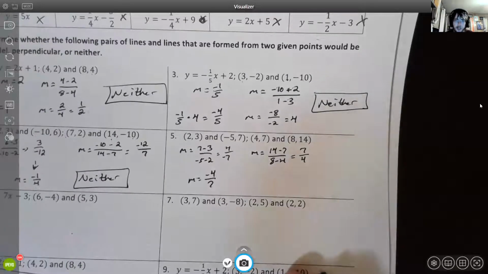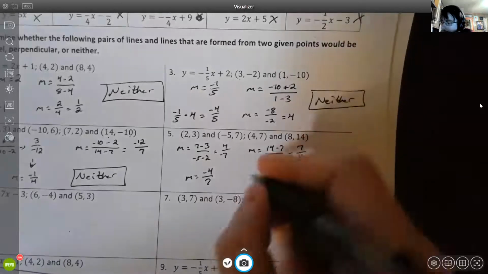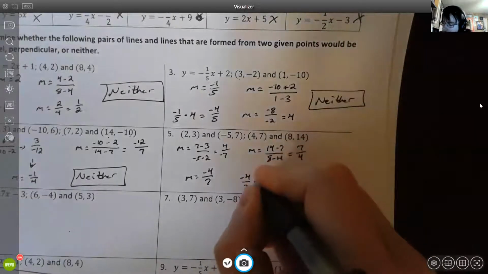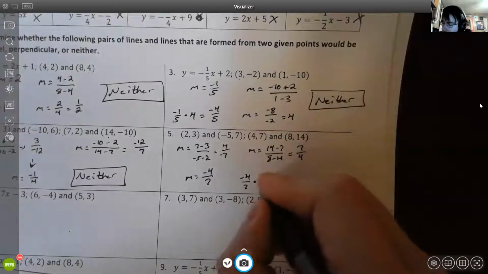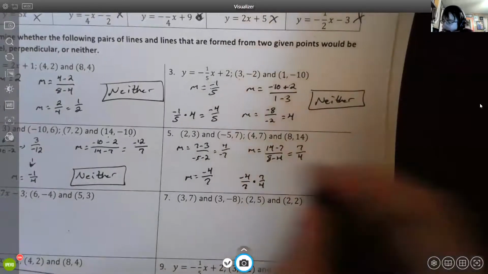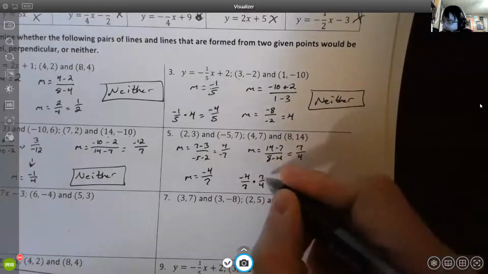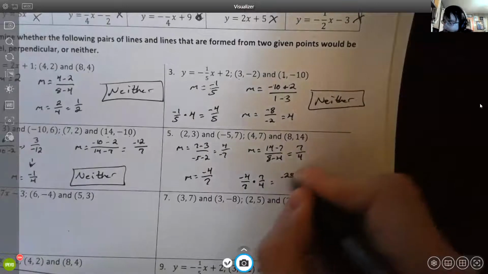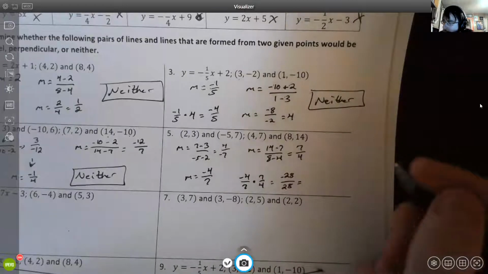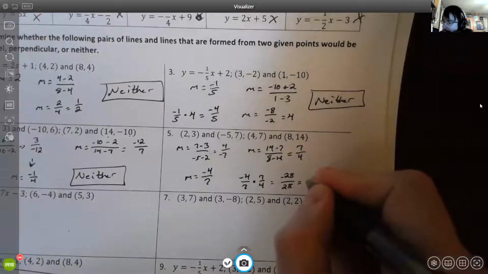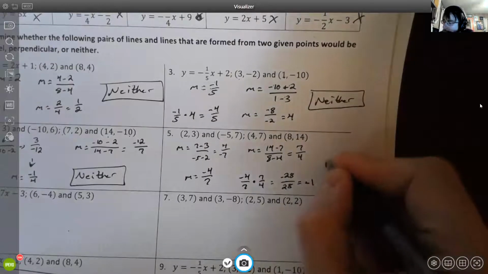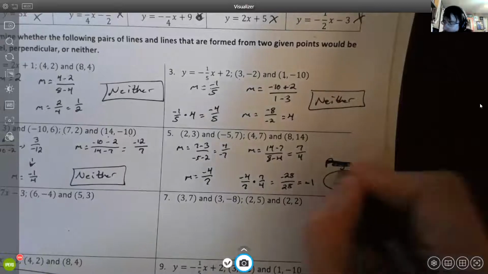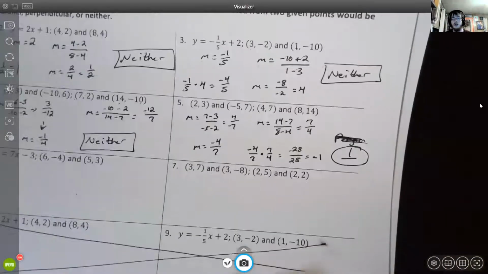Are they perpendicular? Well, if we take their slopes, negative 4 over 7 and 7 over 4, and multiply them together, negative 4 times 7 gives you negative 28, and 7 times 4 gives you 28. Negative 28 over 28 is negative 1. So these are perpendicular. I'm just going to write the symbol. So those are perpendicular.